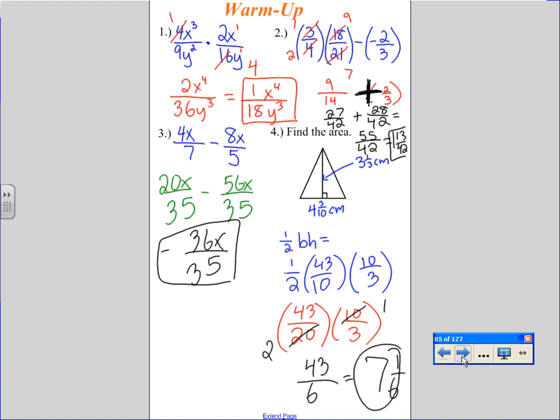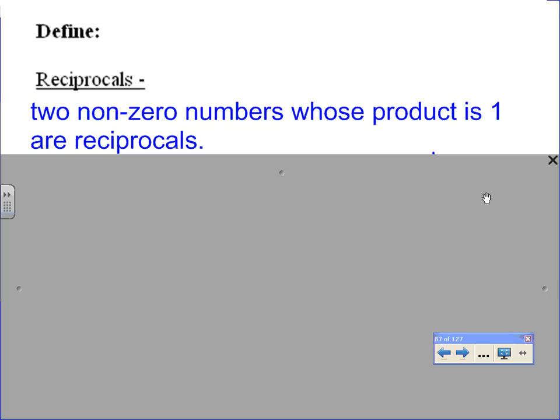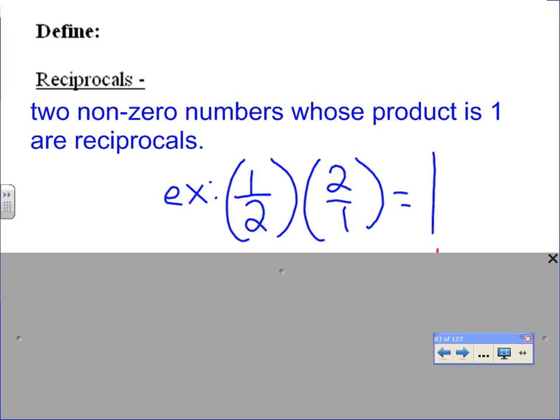Okay, you guys ready? So first definition, and then we're going to do a lot of examples with this. A reciprocal definition from your book is: two non-zero numbers whose product is 1 are reciprocals. For example, if we have 1 over 2 times 2 over 1, we're going to end up getting 1, right? We're going to get a product of 1 because we're multiplying reciprocals. Don't flip the page yet because I want to give you an example. Your book uses the word reciprocal a lot in this lesson as well as in the next 2. The example I just said is up there.